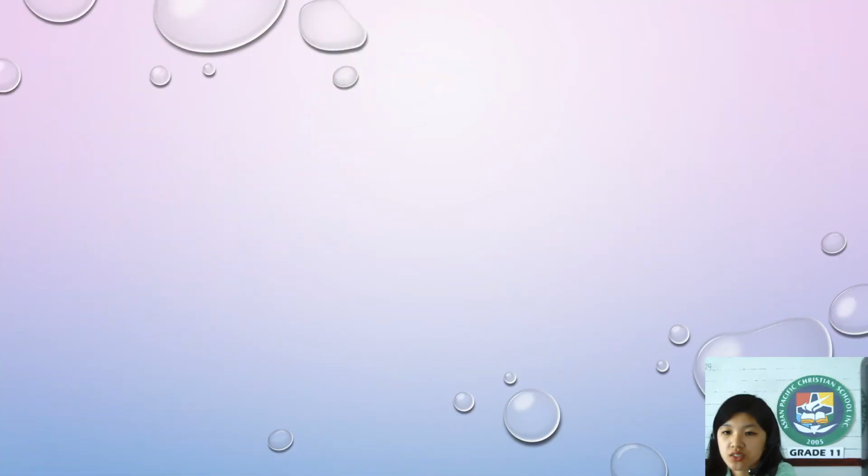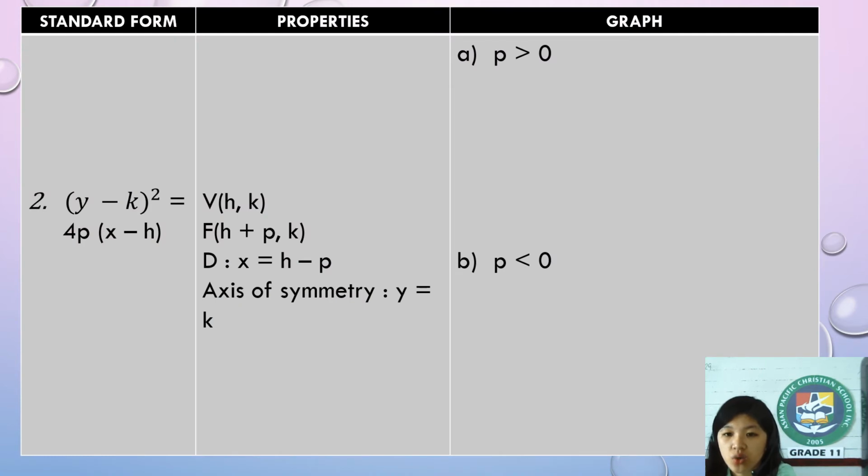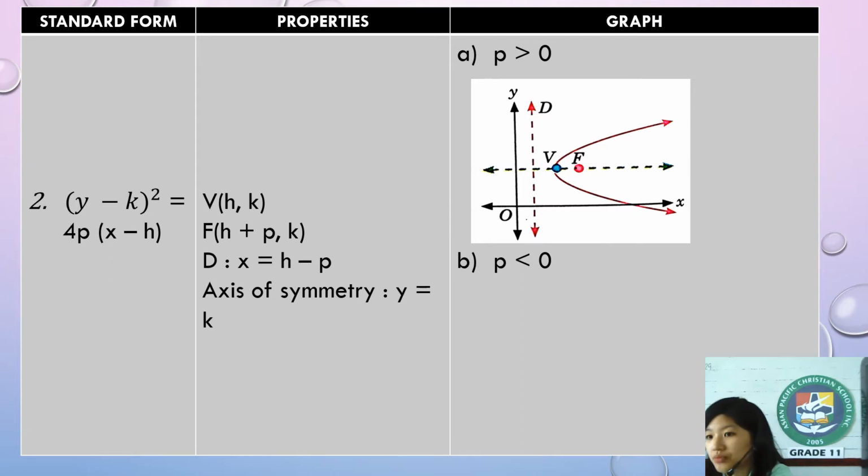Next, we have another case. (y minus k) squared is equal to 4p times (x minus h). So, the properties are vertex (h, k), then focus (h plus p, k). Then, yung directrix x equals h minus p, then the axis of symmetry will be y equals k. And if p is greater than 0, open to the right. Ayan siya. Ito yung focus.